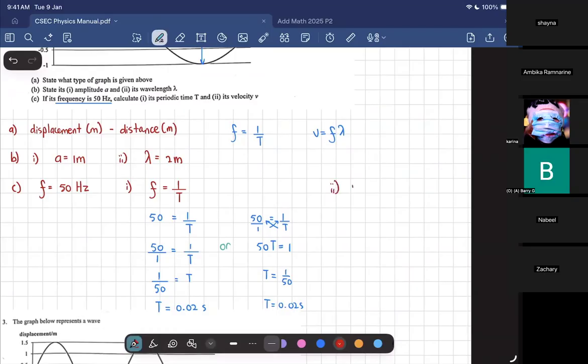In part 2, we need to find the velocity. So v is equal to f lambda. What is the frequency? 50. What is the wavelength? 2 meters. Right, so 50 by 2 is? 100. And what is the units for velocity?